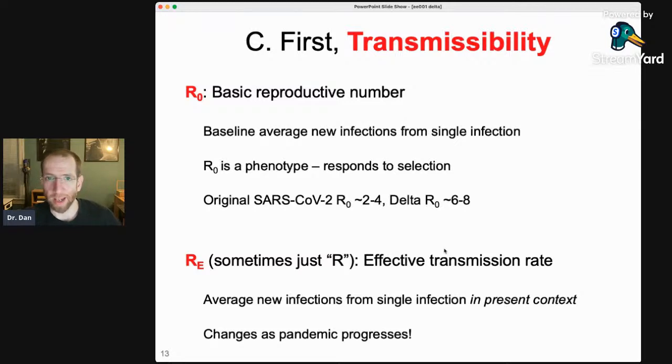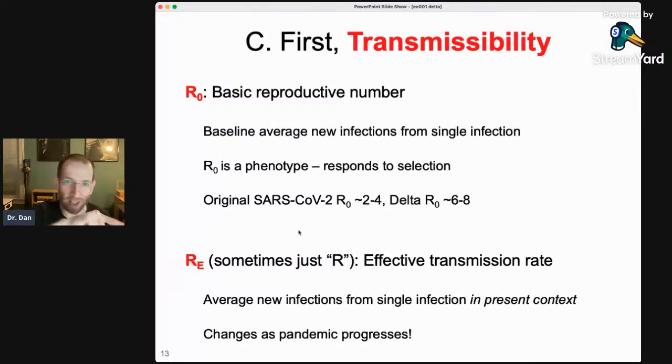Now, the other relevant thing here is the effective transmission rate, or R sub E, or just R sometimes. I'm just going to call it R to keep it easy. This is the average number of new infections from a single infection in the present context. Whereas R0 is a phenotype, and that'll evolve over time, R is a product of the conditions in the pandemic right now. So as a pandemic progresses, as people get infected and either die or recover, as people get vaccinated, then that R is going to change.